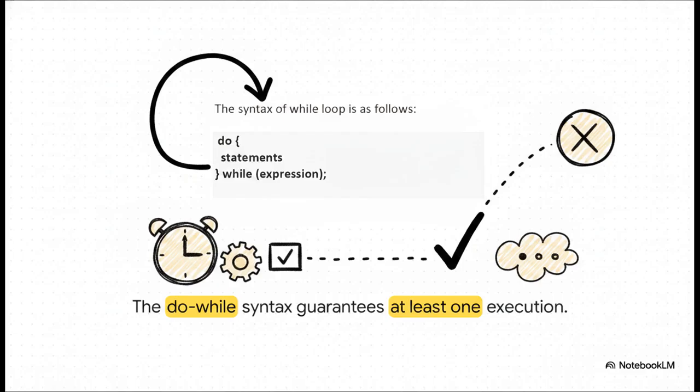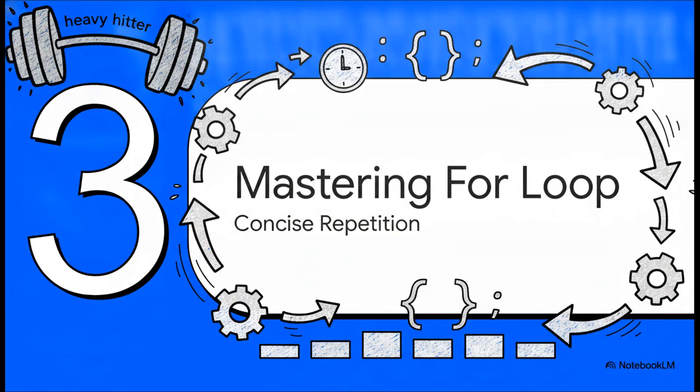Looking at the syntax, the do keyword opens the block, and the while condition wraps it up at the bottom. And hey, notice that trailing semicolon right after the while expression? You definitely want to remember that. It's required syntax that structurally sets it apart from a standard while loop. All right, Section 3, mastering the for loop.